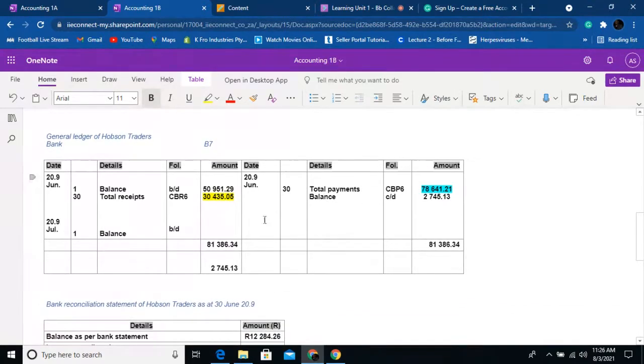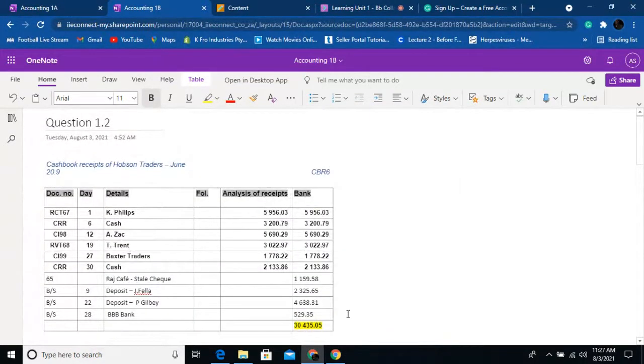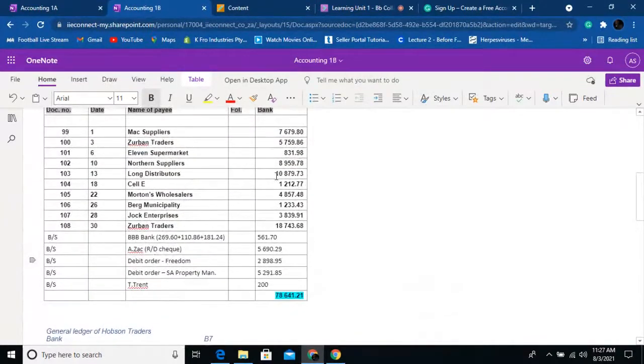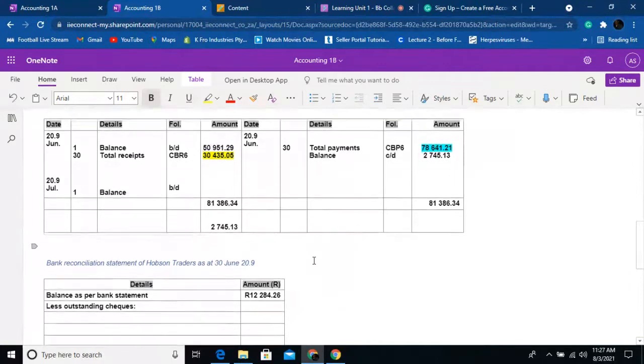Okay, then we obviously say total receipts, total money coming in, cash receipts, we've got that there. Okay, total payments, total money leaving us, we've got that from the cash payments journal. That's 78,000 right there. Okay, we then see that obviously the debit side is greater than the credit side, which is good, means we have some money. All right, and the difference is 2,000. Okay, balance our account.